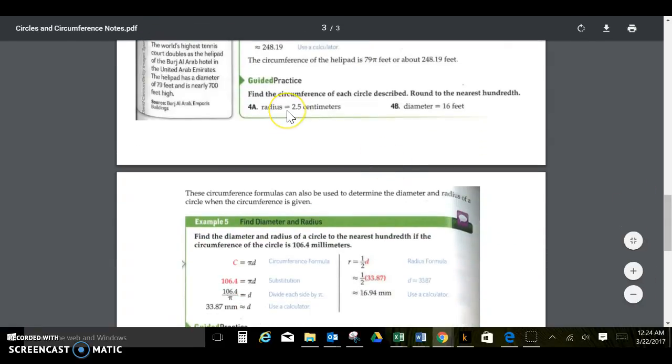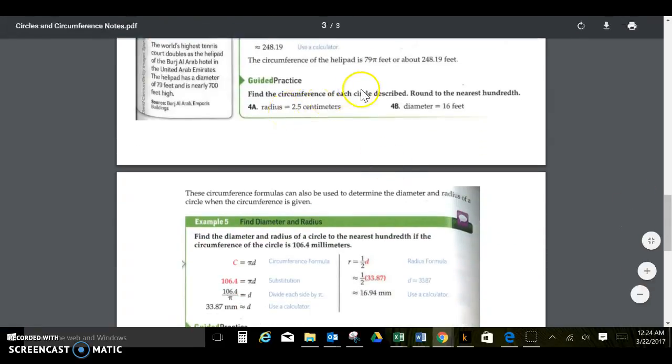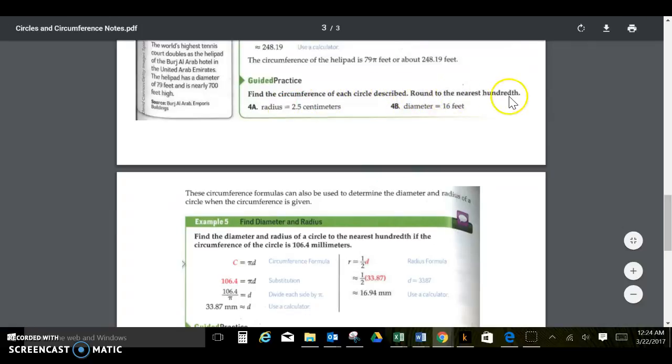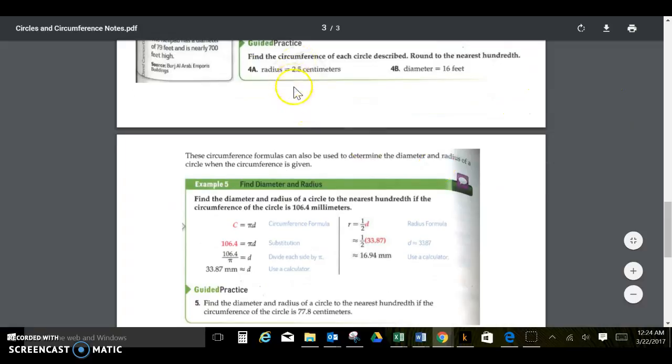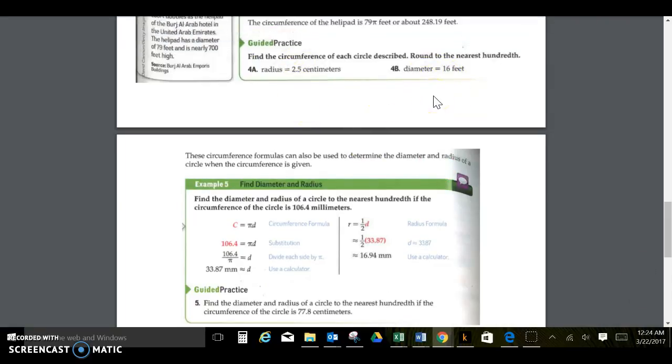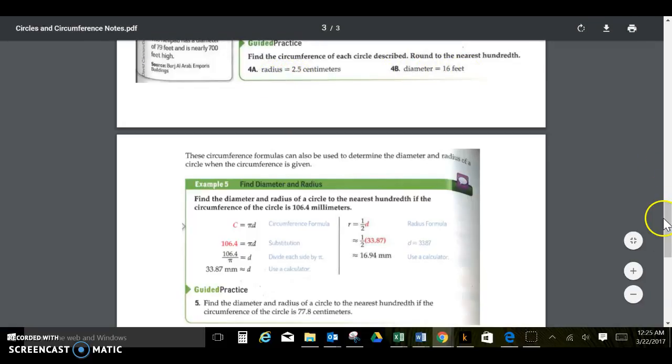All right, so it says find the circumference of each circle described, round to the nearest hundredth, okay? So I'm going to have you guys do that on your own real quick, okay, using the C equals 2 pi r formula, or you can use C equals pi d, depending on whether they give you the diameter or the radius.